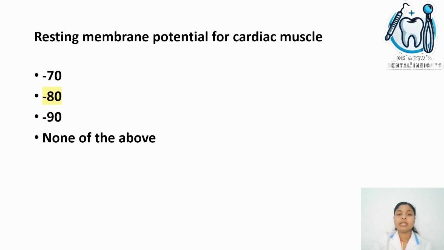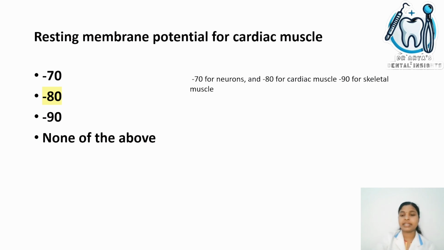Then what is the resting membrane potential for cardiac muscle? Is it minus 70 or minus 80 or minus 90 or none of the above? So the resting potential for cardiac muscle is minus 80. For skeletal muscle, it is minus 90. And for neurons, it is minus 70.